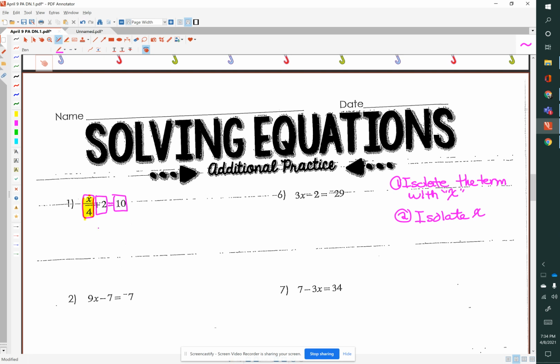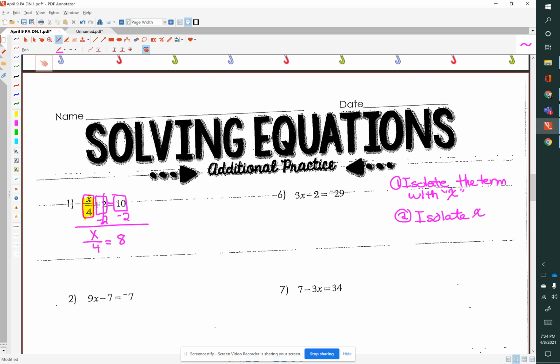So if 2 is being added to x divided by 4, then I'll subtract 2 from each side. Whatever I do to one side, I do to the other. So the positive 2 and negative 2 cancel, and I'm left with x divided by 4 equals 8.